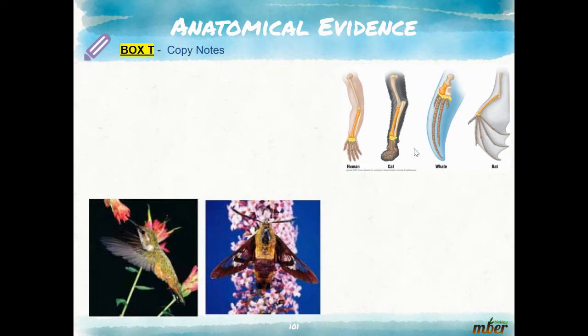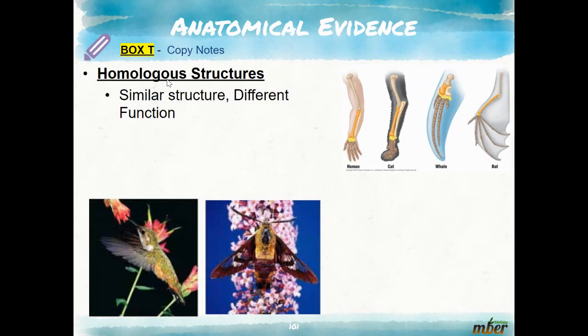So anatomical evidence. I'm so sorry, this is supposed to say box O. Please forgive that. So you're going to copy these down into box O. So homologous structures, remember we just learned that prefix homo means the same. So they have similar structure but a different function.